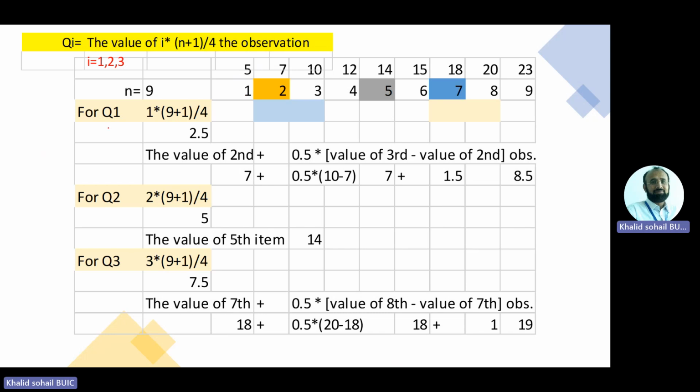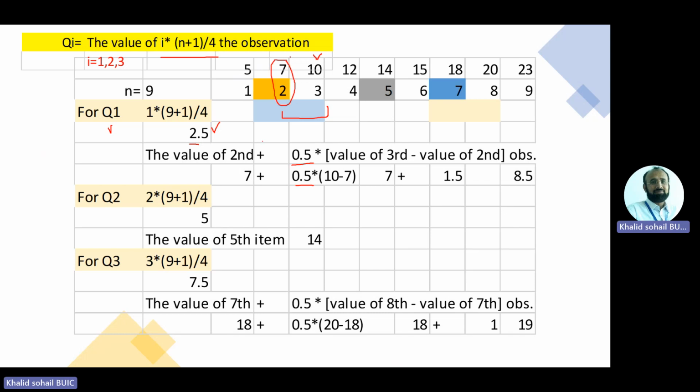Now, first of all, we calculate Q1. Again, we will use the above formula here. We will put i equal to 1 in i(n+1)/4. When we calculate it, we are getting 2.5. So in the second position, we have the number 7. And then the 0.5, and then we will take the third minus this one. I have already highlighted. At the third position, we have the number 10.